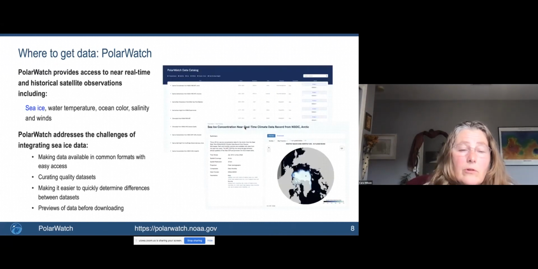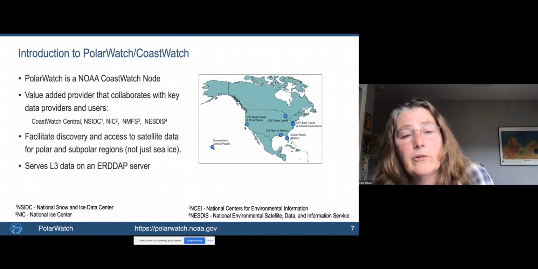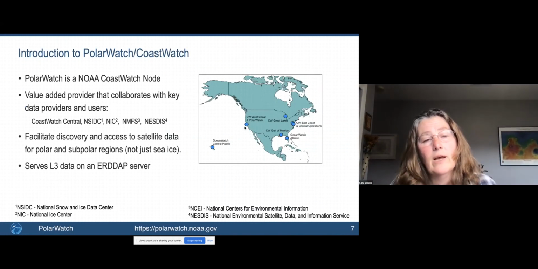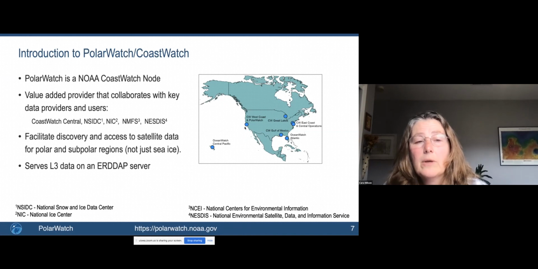And then we serve our data, level 3 data, on an ERDDAP server. And if you were on the session last week, I talked about ERDDAP a lot, and I'm going to be showing you how to access data from ERDDAP at the end of the session.